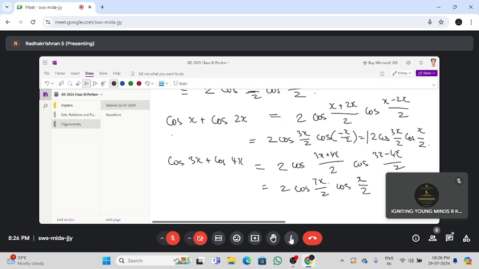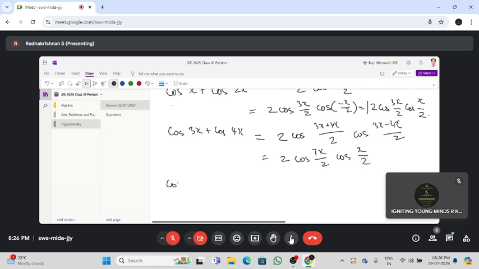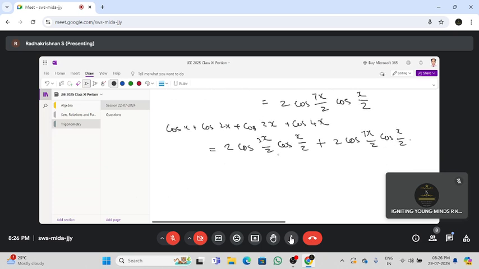Second as this. Okay, now what is the sum of both? Cos x plus cos 2x will be 2 cos 3x by 2 cos x by 2 plus 2 cos 7x by 2 cos x by 2. Now we can take something out common. This 2 cos x by 2 is common.